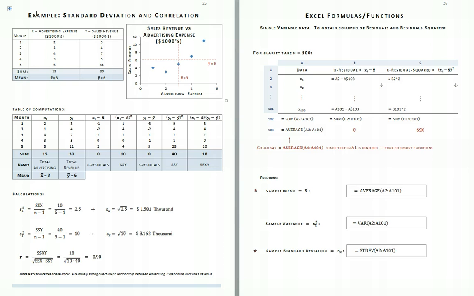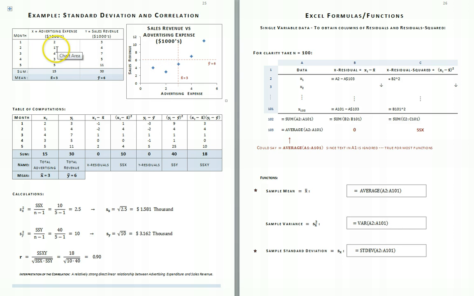On the next page, we have a numerical example of what we've discussed so far. We'll compute the standard deviation and correlation coefficient in this example. Here are 5 months worth of data, month 1 through month 5. This column involves the monthly advertising expenditures in thousands of dollars, and this column involves the monthly sales revenue, also in thousands of dollars. So for the first month, for example, there was $2,000 in advertising expense and $3,000 in sales revenue. 2, 3, that's this point down here on the scatter plot.